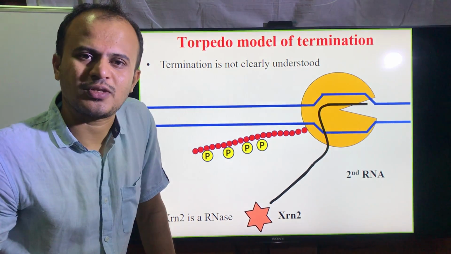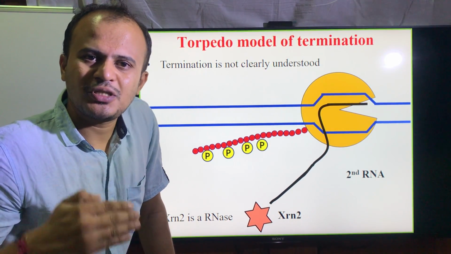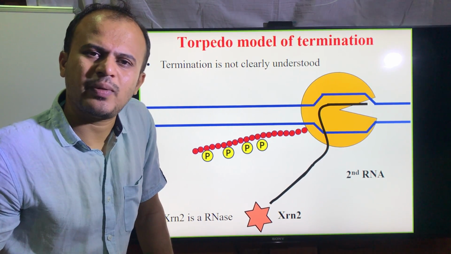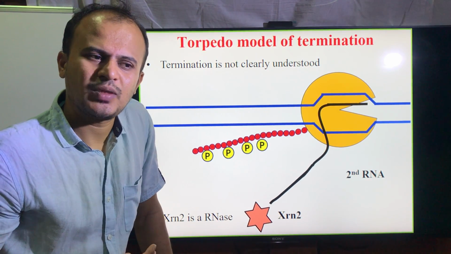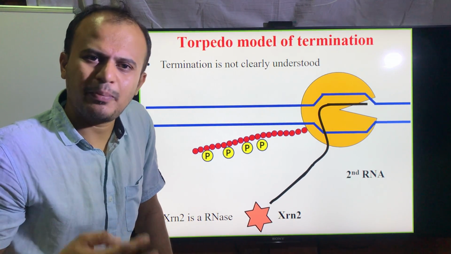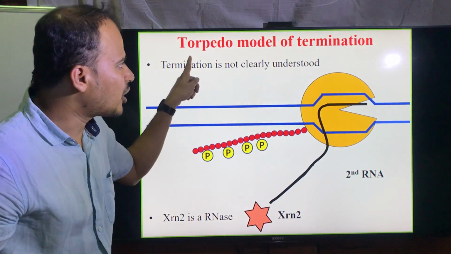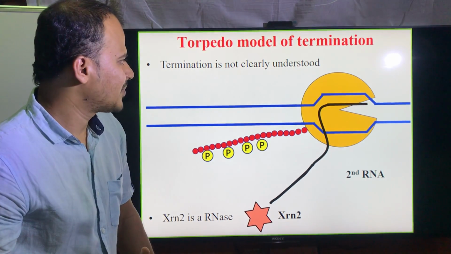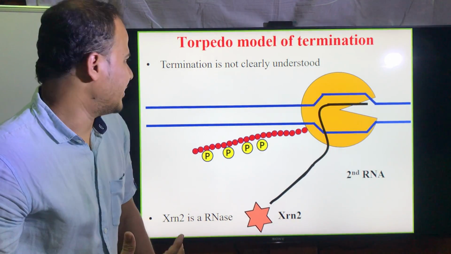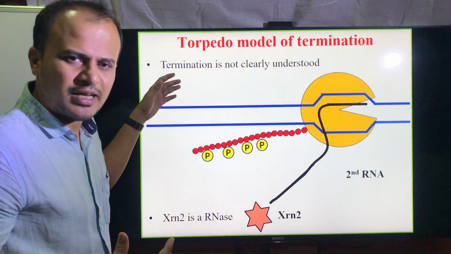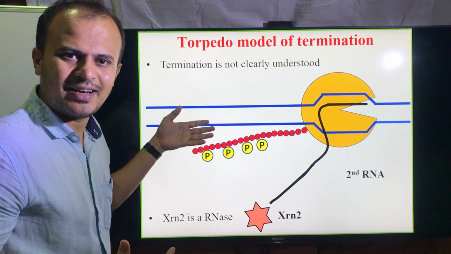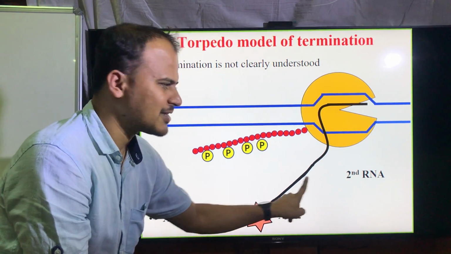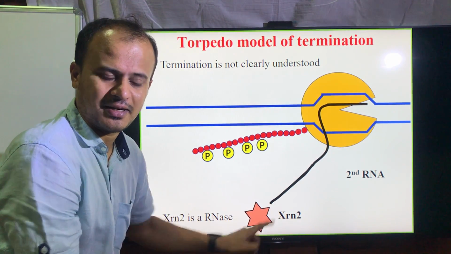To end this process, transcription should be terminated. There are several models to explain transcription termination. One of the most appreciated models is the Torpedo model of termination. Though the termination process is not clearly understood, the beauty of this model is that, as I already explained, this is the second RNA that is being generated.